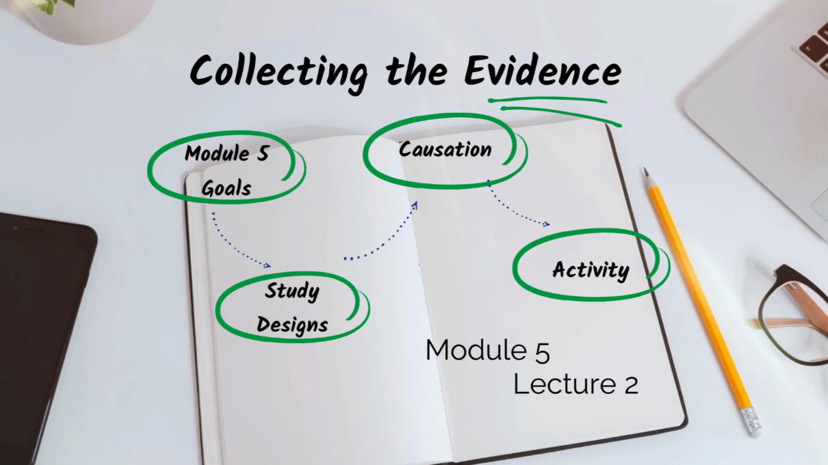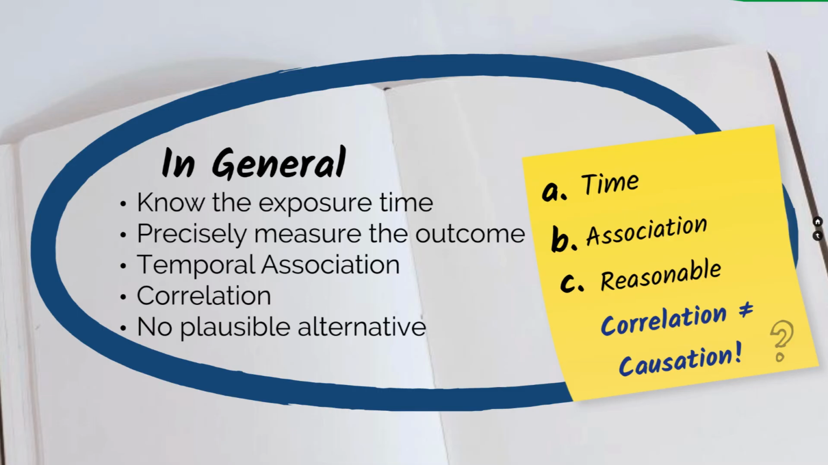So when exactly can we say that this factor causes that outcome? In order to demonstrate causation, you need to know the exposure time. So if you are looking at, say, benzene exposure and development of cancer, you need to precisely know the exposure time to benzene. You also need to be able to precisely measure the outcome and when that outcome occurred. And there needs to be a temporal association between exposure and outcome. There also needs to be a correlation between the two, so higher exposure leads to worse outcomes.